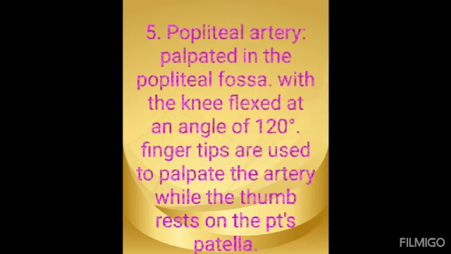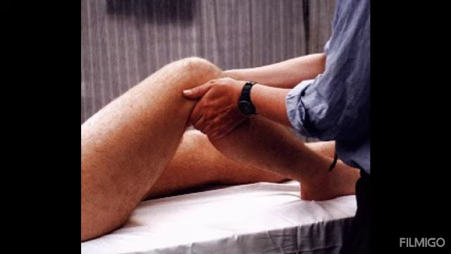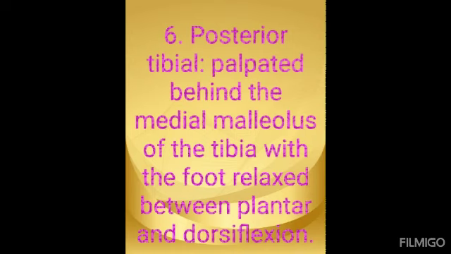And the fifth is the popliteal artery, and it is palpated in the popliteal fossa with the knee flexed at an angle of 120 degrees. The fingertips are used to palpate the artery while the thumb rests on the patient's patella. So the popliteal artery is also used to measure the pulse rate. This picture shows the popliteal artery pulse measurement, with the knee flexed about 120 degrees.